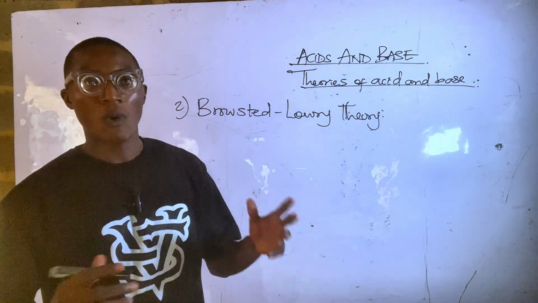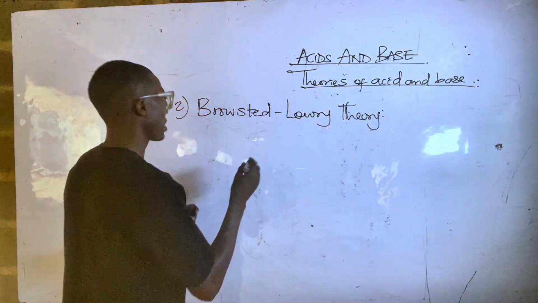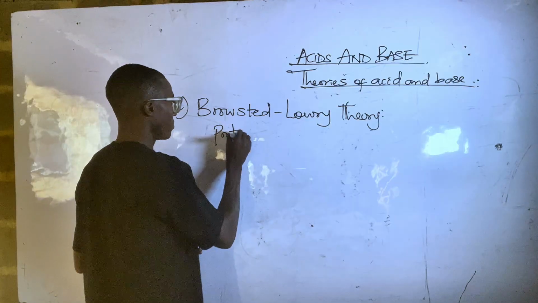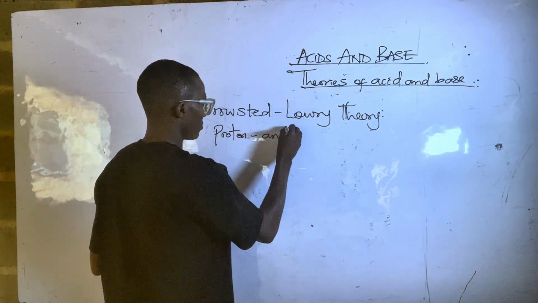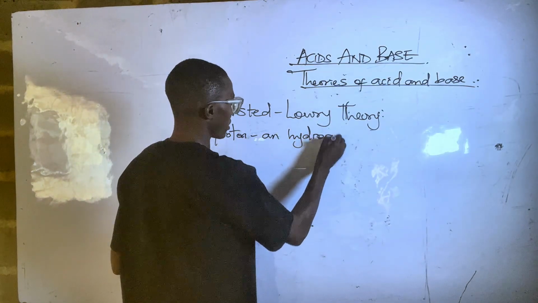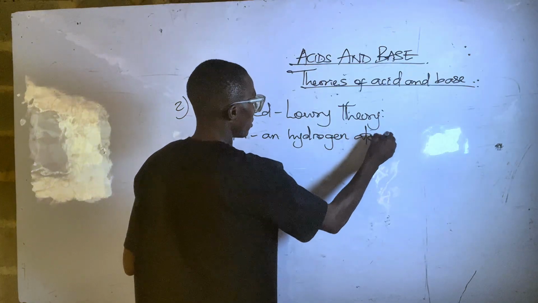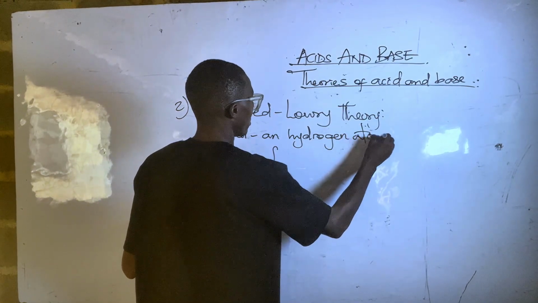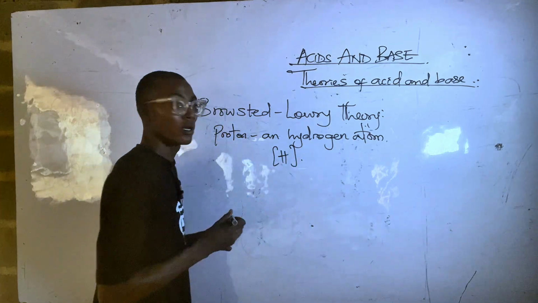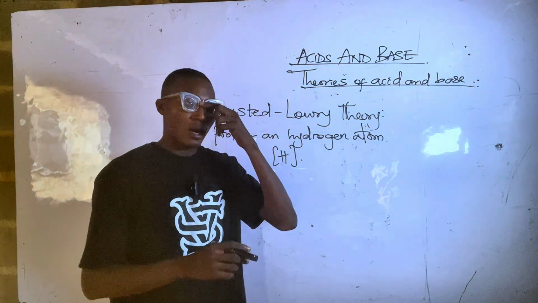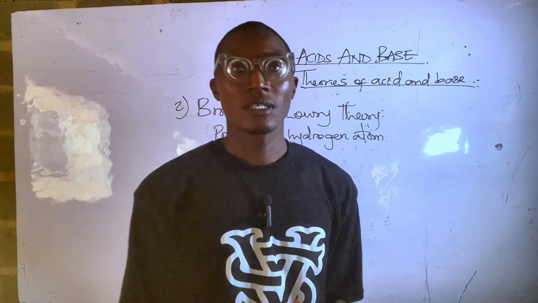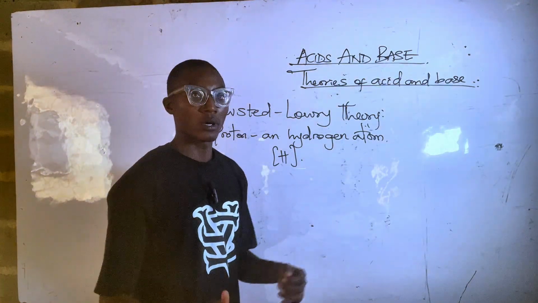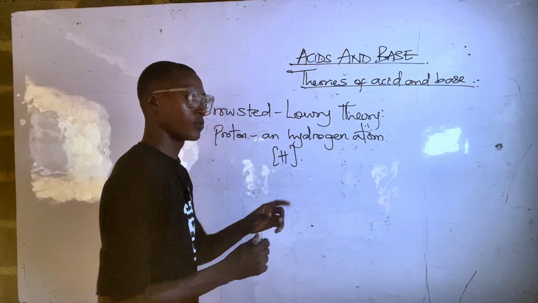In chemistry, what is a proton? A proton is represented by a hydrogen atom, H plus. A hydrogen atom, yeah? H. So, according to Bronsted-Lowry, acid is a proton donor, while a base is a proton acceptor.